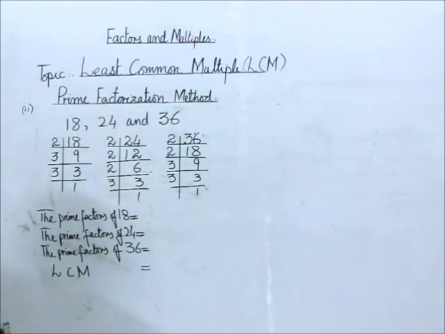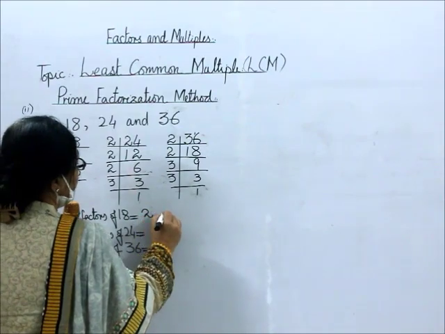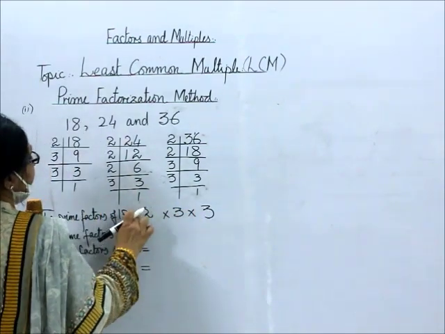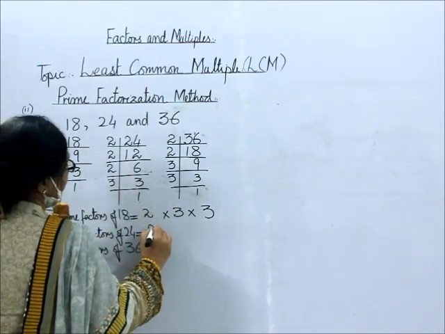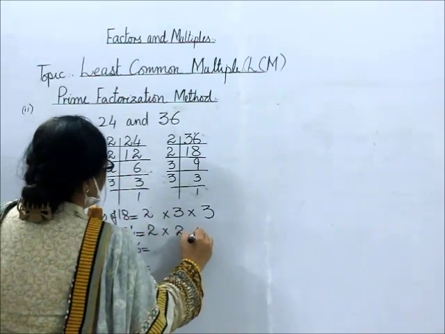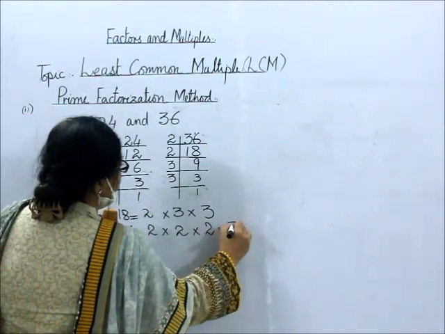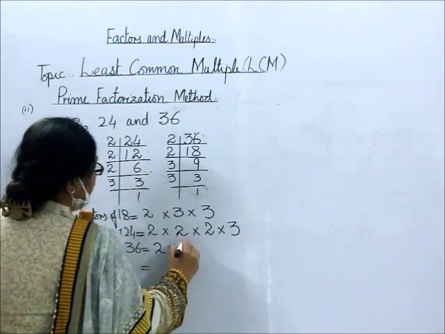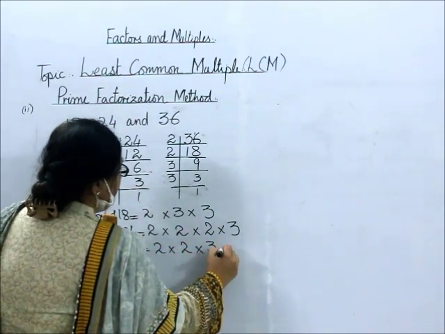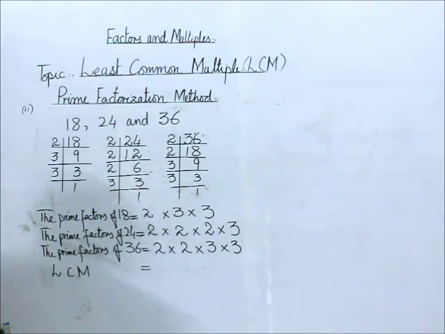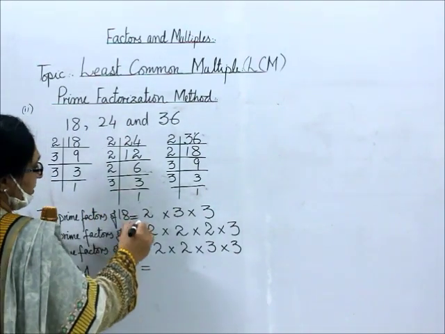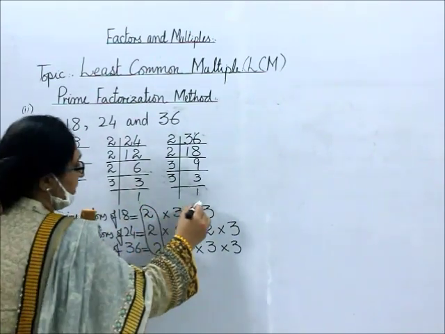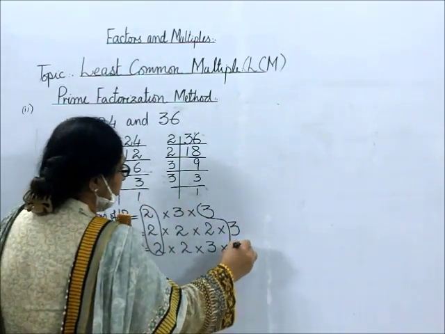The prime factors of 18 are 2 into 3 into 3. The prime factors of 24 are 2 into 2 into 2 into 3. The prime factors of 36 are 2 into 2 into 3 into 3. Now we have to loop the common factors. This 2 is present in all the sets, so it is common. This 3 is present in all the sets, so it is also common.